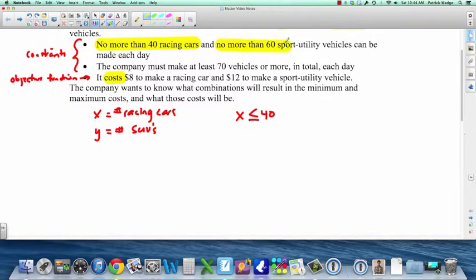No more than 60 sport utility vehicles. Sport utility vehicles are Y, so Y has to be less than 60. Can it be equal to 60? Yes, it can. Less than or equal to.